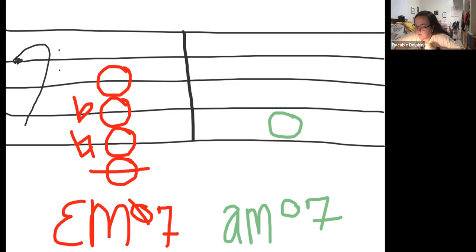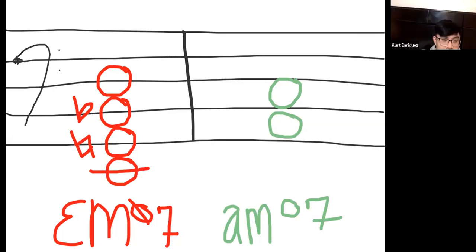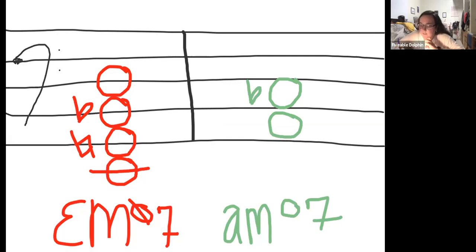So fully diminished means we're starting with a diminished triad and adding a diminished seventh on top. So our diminished triad would be A, is this right? What is it going to be then, Kurt? C flat. Yes. Then we have E flat, right? Cool. I'm going to write this out here just so it's less condensed.